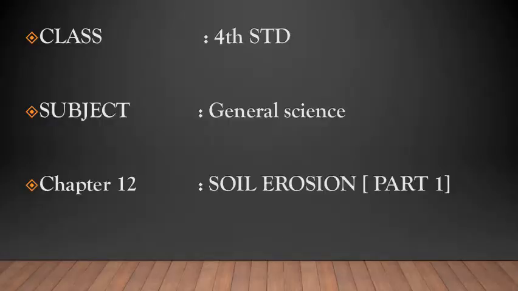The following video is for class 4, subject General Science, chapter 12, Soil Erosion, part 1. So in this lesson we are going to learn about the different layers of soil, then what is soil erosion, and what are the different causes. Now in causes also there are natural causes and man-made causes. Then we are going to see what are the consequences of the soil erosion.